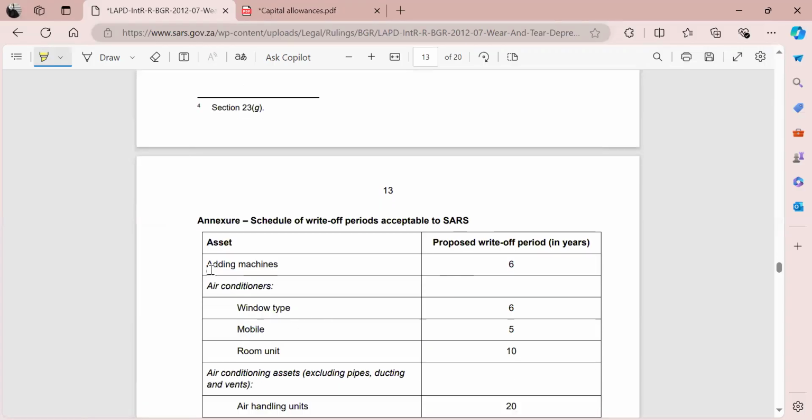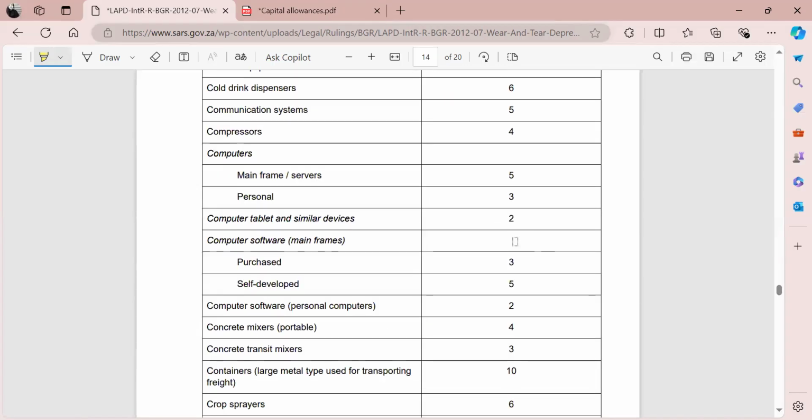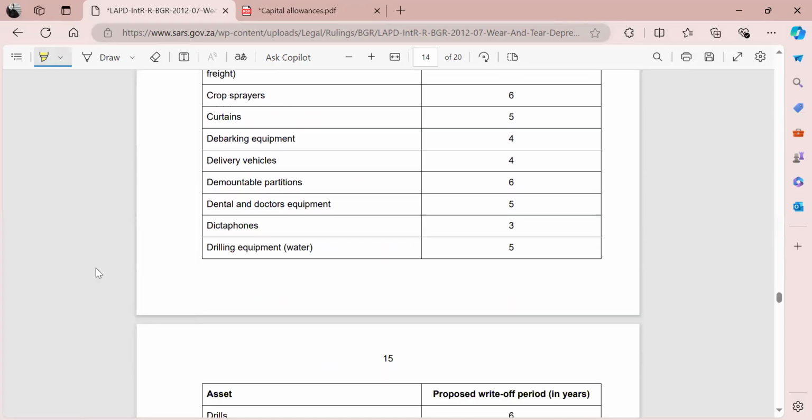As you can see, we've got air conditioners, for different types of air conditioners. For window type, it's 6 years. For mobile, it's 5 years. For room unit, it's 10 years. So that's the useful life. We've got computers, for personal computers, the useful life is 3 years. For drilling equipment, as you can see, the useful life is 5 years.